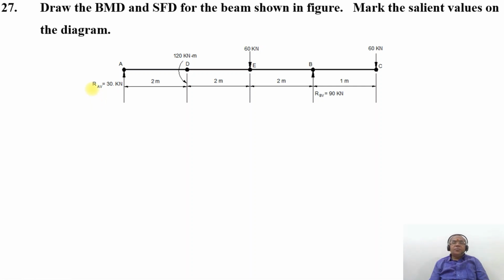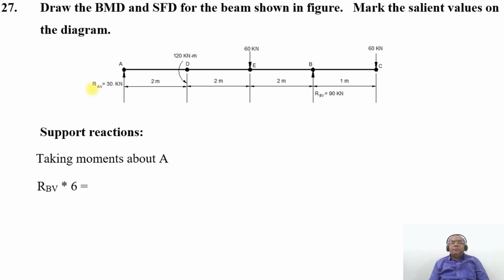To find out the reactions at the supports, we have RBV into 6 will be equal to 60 into 7, then plus 60 into 4. Since you have the counterclockwise couple, it is negative. Clockwise is positive, if you are considering the right hand side. But now we want to write this couple on the right hand side.